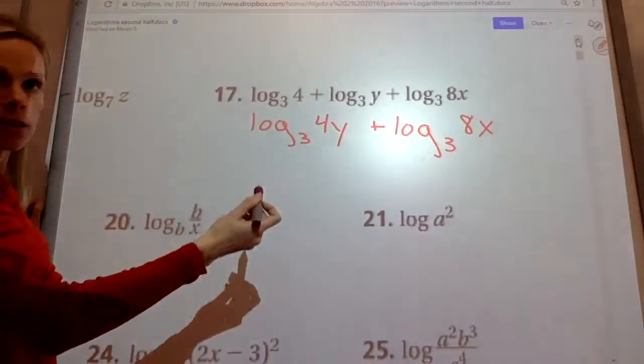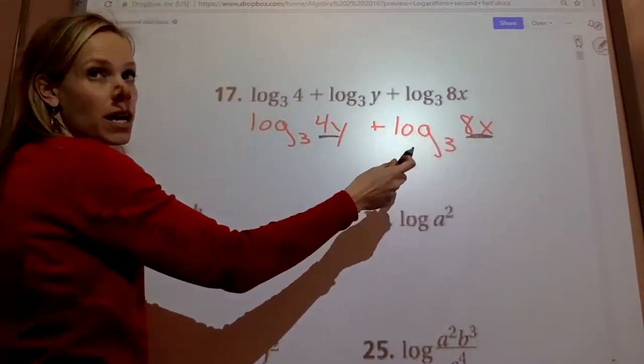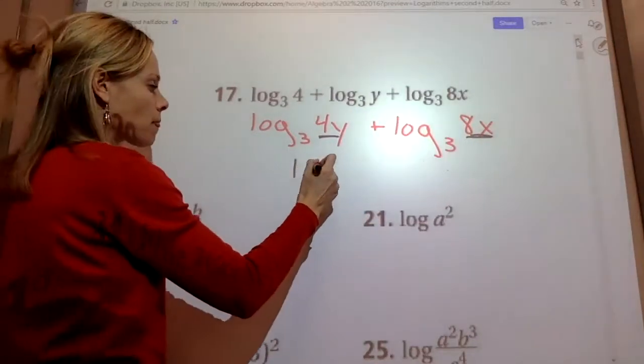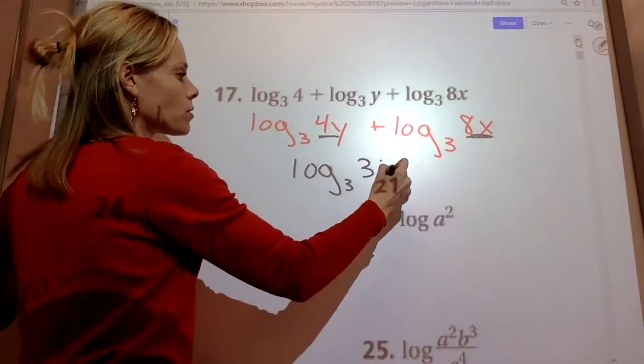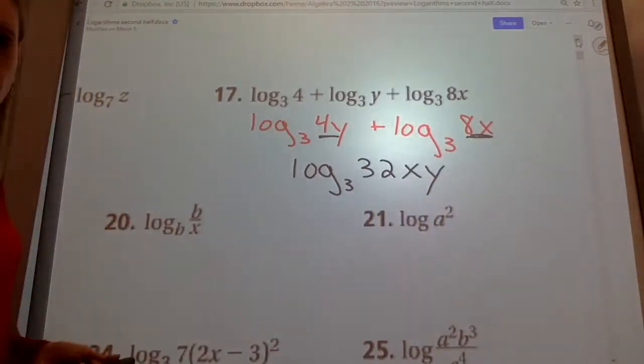And then you would combine those two. If you're multiplying, you can multiply the 4 times 8. You can do that. So you get 32 and then xy. Usually your variables go in alphabetical order.